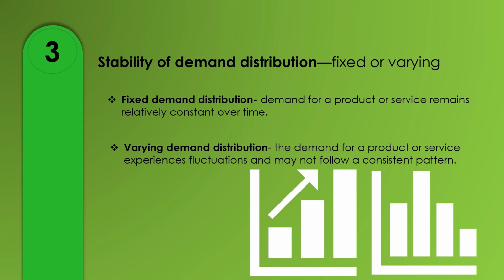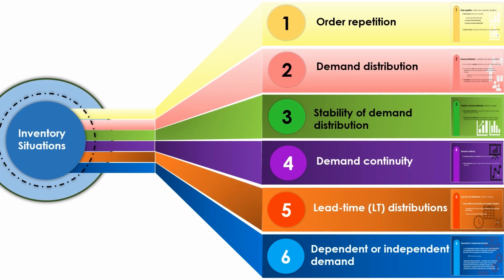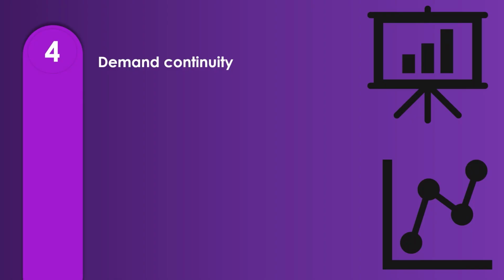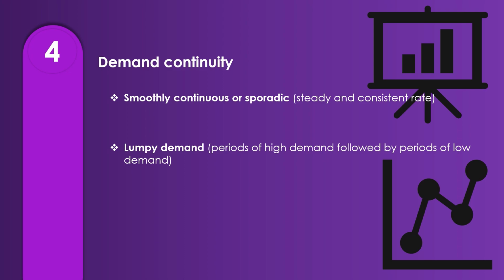Next is demand continuity. In demand continuity, there is what we call smoothly continuous or sporadic, or in other terms, steady and consistent rate. So here, orders are received at a steady and consistent rate without significant spikes or fluctuations. And then we have lumpy demand, or periods of high demand followed by periods of low demand. That's why it is called lumpy.